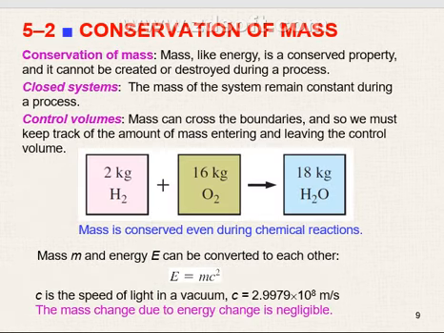Then we speak about conservation of mass. As you see, if we have 2 kg of hydrogen and 16 kg of oxygen, for sure we're going to have 18 kg of water. That's it. You need to know that we can convert energy to mass using this factor C, which is the speed of light in a vacuum, which is equal to 2.9979 times 100 million meters per second. Right? You need to know all these issues.